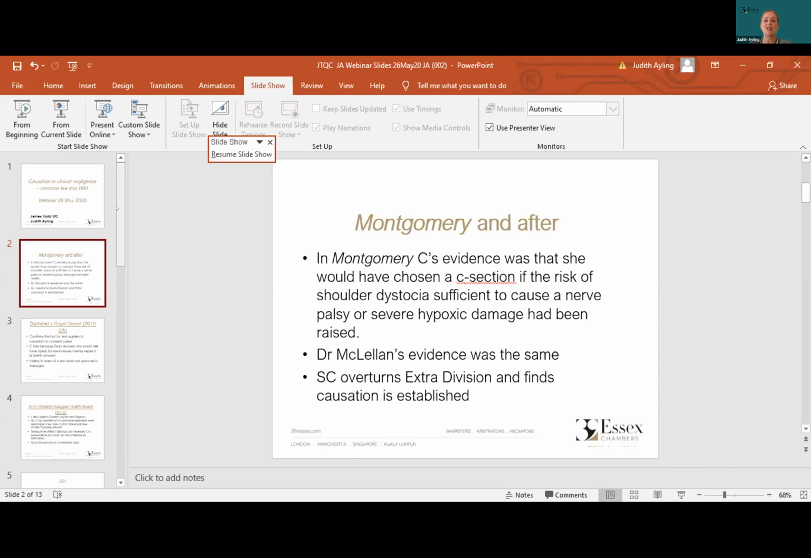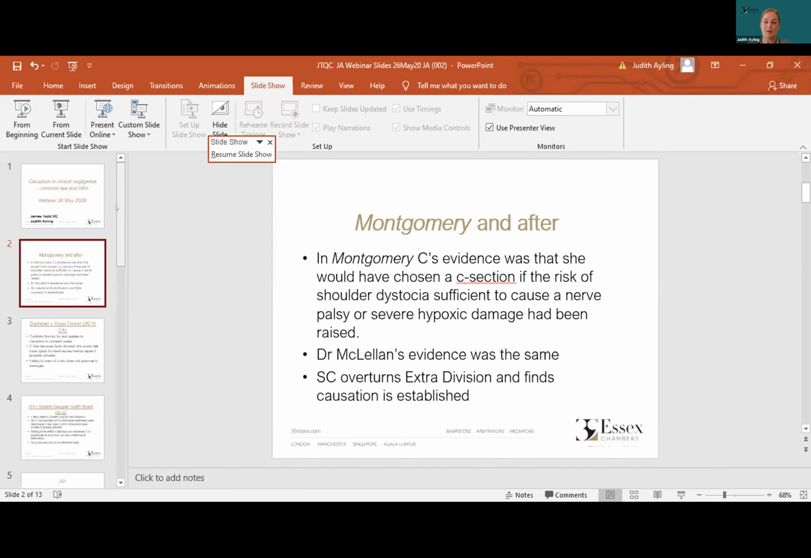And the whole reason she didn't explain the risks of shoulder dystocia to the claimant was because she thought that most diabetic women in the claimant's position, so at risk of producing a larger baby with a lot of the extra weight concentrated around the shoulders, most women in the claimant's position would have opted for a C-section. Now, at first instance in Scotland and then in appeal, the courts found that the claimant did not establish factual or legal causation despite that evidence.